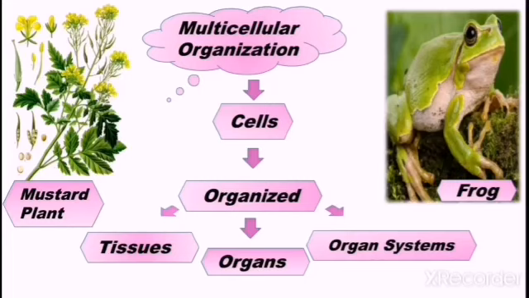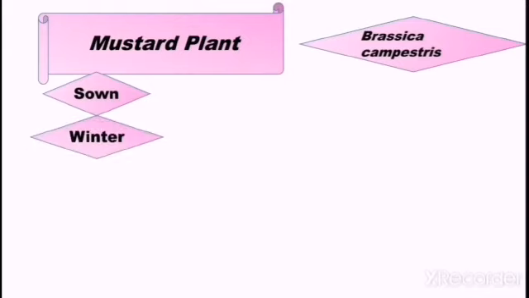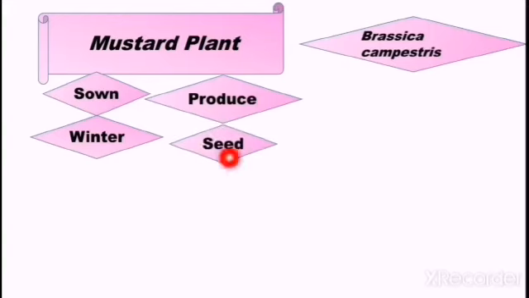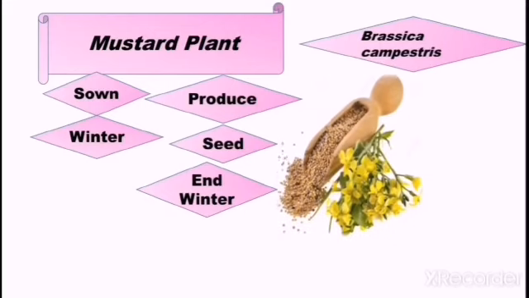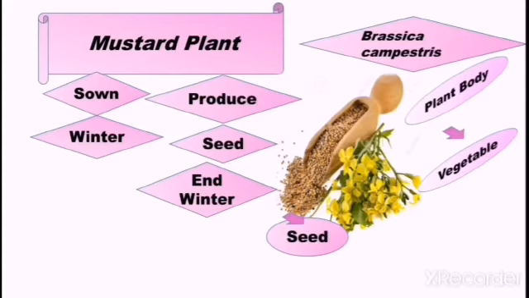Now we'll discuss these two examples one by one. Mustard plant. The scientific name of mustard plant is Brassica campestris. Now students, this plant is sown in which season? It is sown in winter season and it produces seed at the end of winter season. Do you know that, students? The body of a mustard plant is used as vegetable. We use the plant body of mustard plant as vegetable, and the seeds that are produced by mustard plants are used to extract the oil.